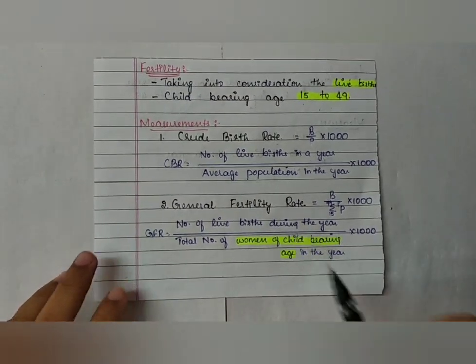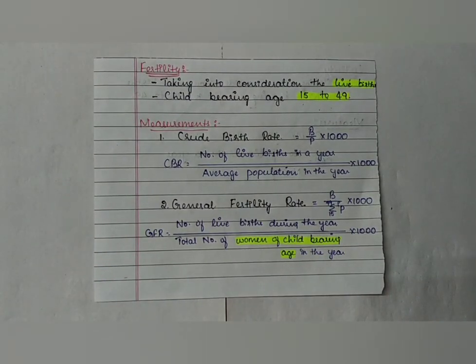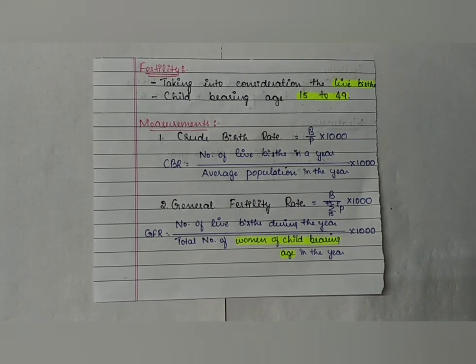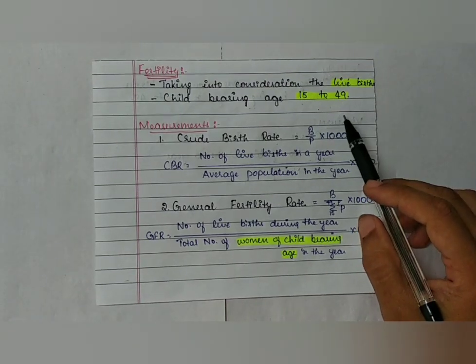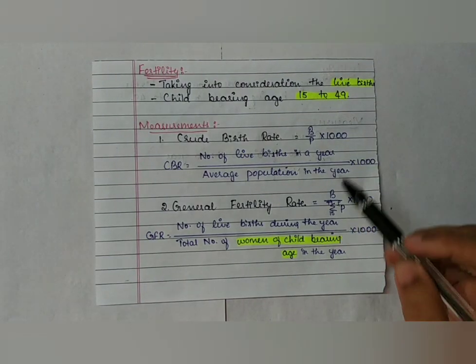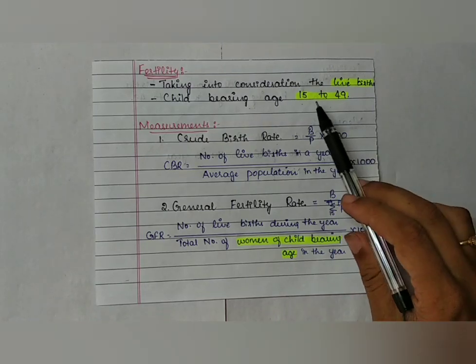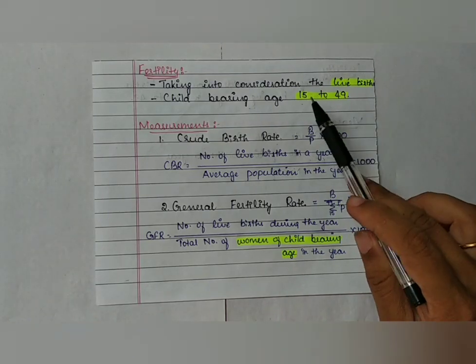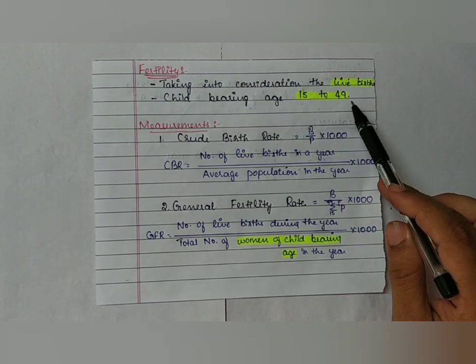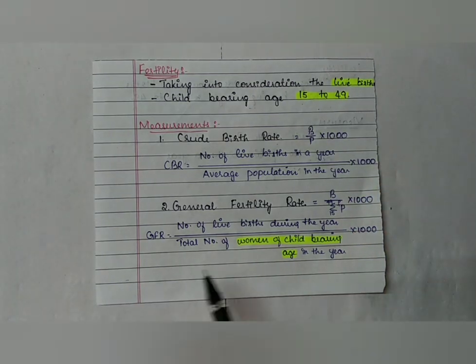So the second one is general fertility rate. So in this general fertility rate, here women of childbearing age only is required. So childbearing age is 15 to 49. We are taking into consideration for calculation of GFR only the data between the age of 15 to 49. Okay, and here is the formula of that.